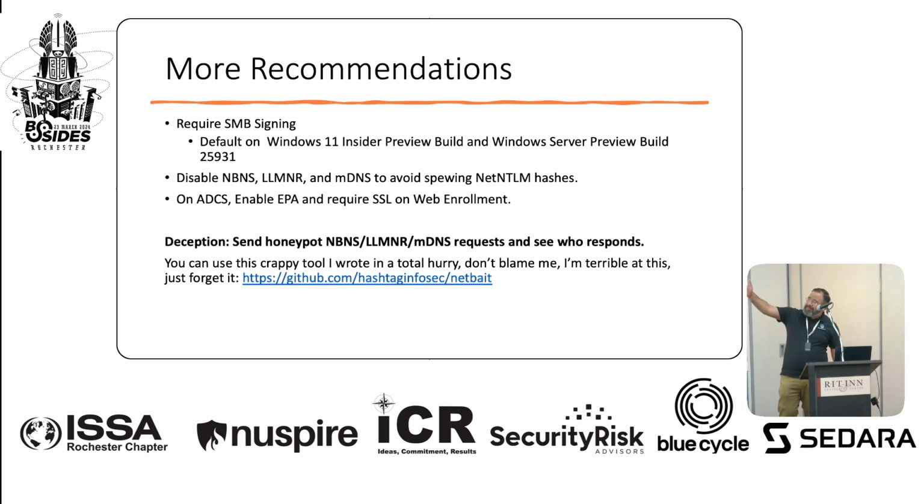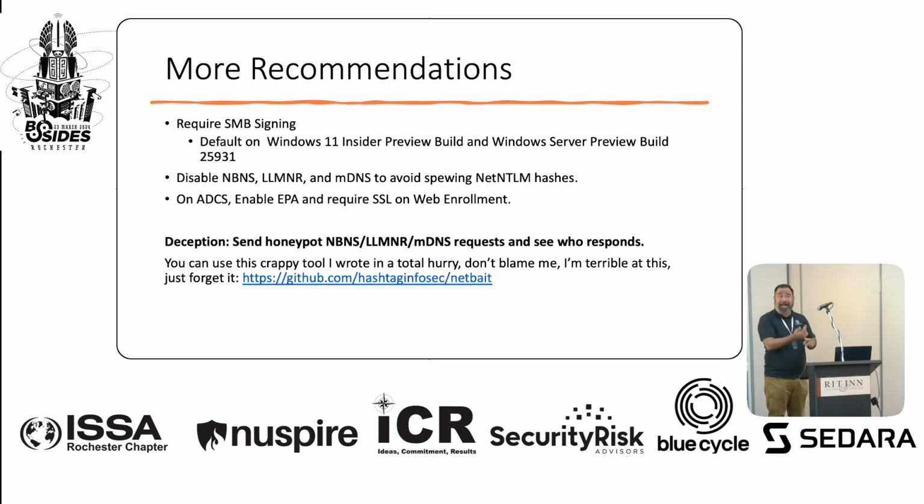So require SMB signing. And require signing, which SMB v3 really is encryption. It's not signing anymore. On Active Directory Certificate Services, you can require EPA, Extended Protection for Authentication, and HTTPS, which enforces that encryption and signing too. Because what happens is, if you are requiring SMB signing everywhere, I can no longer relay that hash to an SMB service.